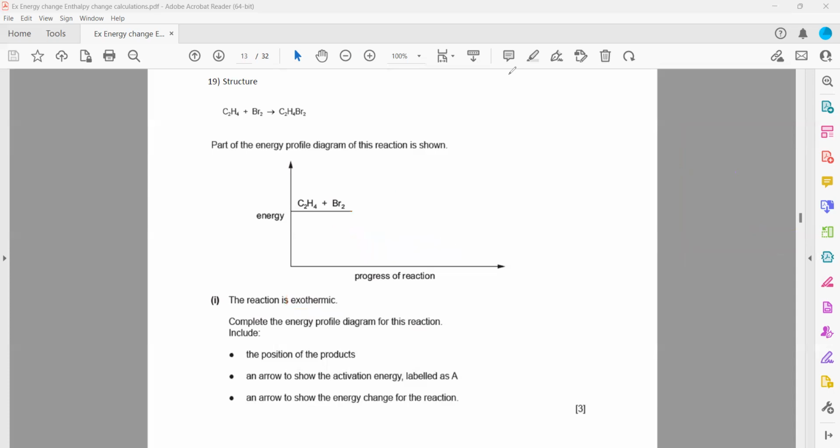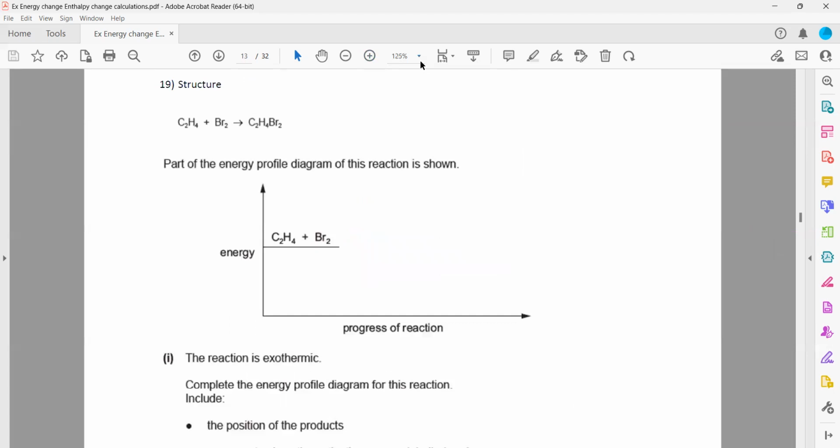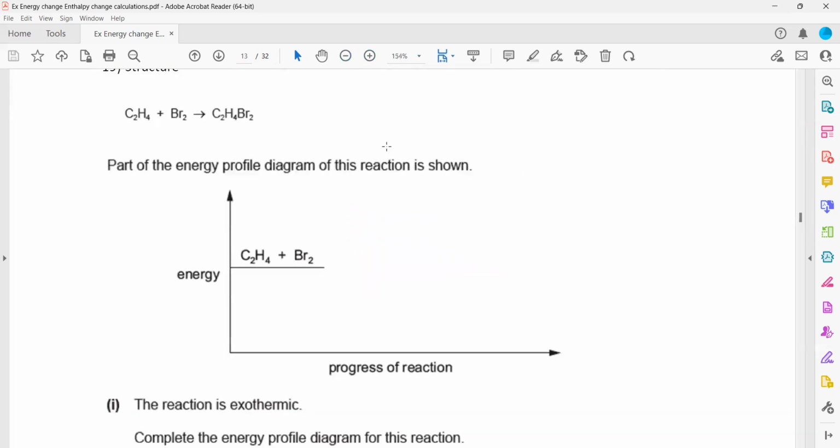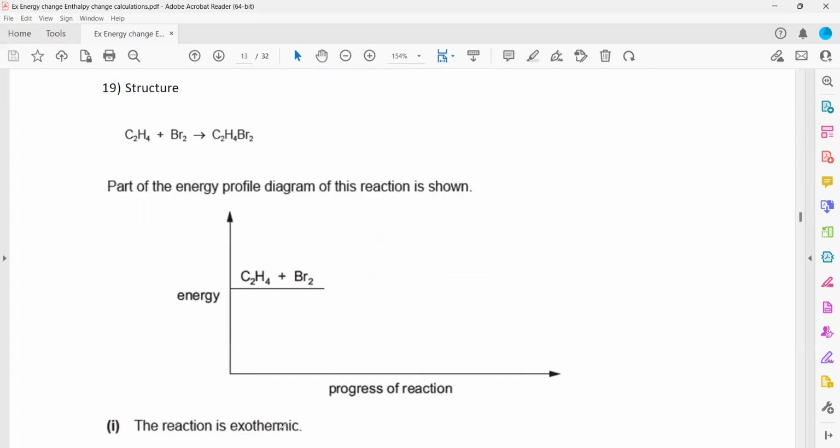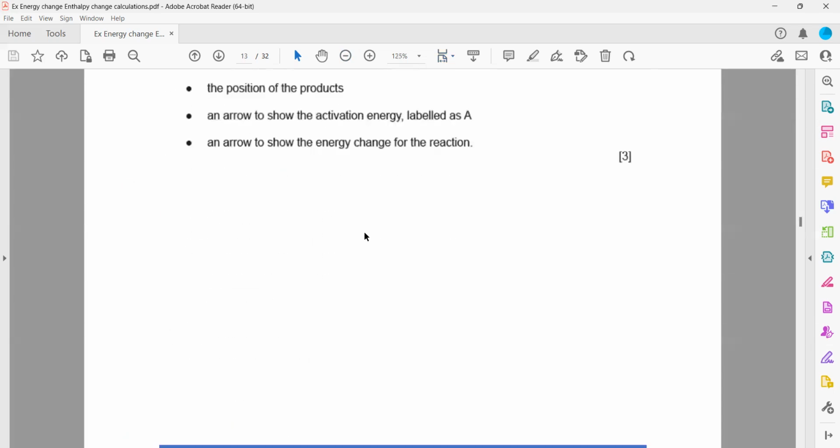But what if the same question was there and they said that the reaction is endothermic? Like this one is already mentioned as exothermic, but what if they said the reaction is endothermic? Then the reactant should have low energy and the product will have high energy. And then the activation energy arrow points upward, and for enthalpy change also upward. So same idea, but the positions of the reactants and products are different in the energy profile diagram for exothermic and endothermic reactions.